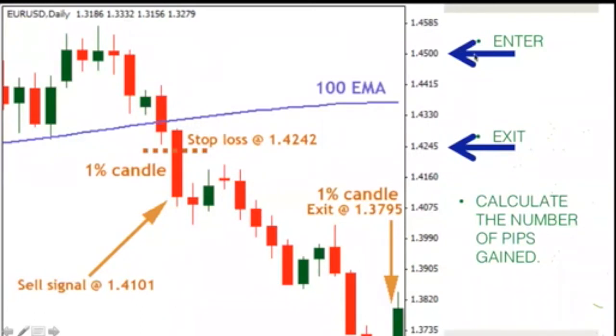Okay, so let's say you entered here at 1.4500 and you exited at 1.4245. Tell me, what did you gain or lose? Type it in the chat. Remember, a sell. You see the numbers. I'll get you somewhat started, those of you who are still confused.